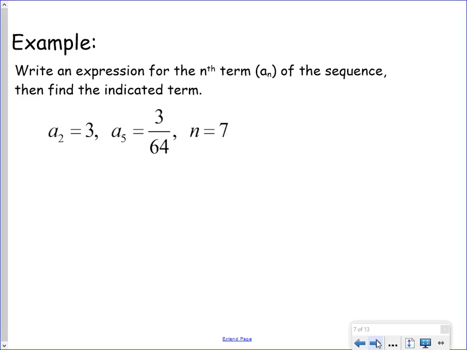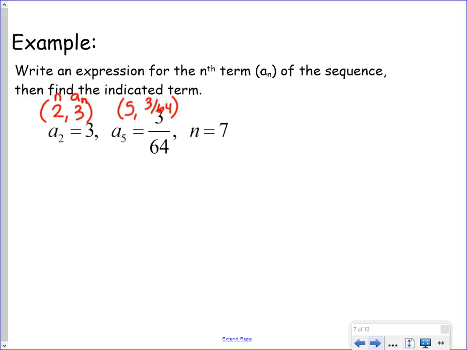So when I see that I have a second term equal to 3, I think about how we talked about on Monday, the very first day in class. That's an ordered pair, 2, 3, on the graph of my sequence, where 2 is my n value. It's the number term that I'm talking about, and 3 is the actual term, a sub n. I also have another ordered pair, 5 and 3 over 64. Because they represent n and a sub n, I can substitute them into the formula that we just worked with.